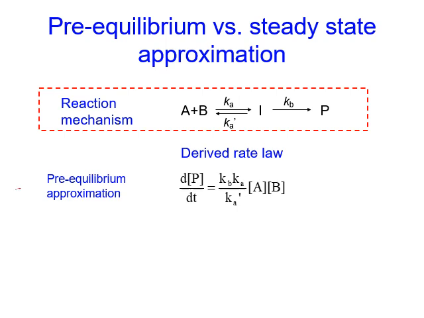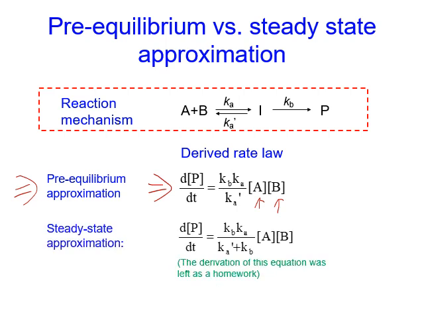When you use the pre-equilibrium approximation, the rate law is shown here, which is first order with respect to A, first order with respect to B, and second order overall. When we use the steady state approximation, this is the result. Again, it's first order with respect to A and B, and overall second order. The difference is that in the steady state approximation, there's an additional Kb in the equation. So when Kb is a very small number compared to Ka prime, then the steady state approximation results go back to the pre-equilibrium approximation.